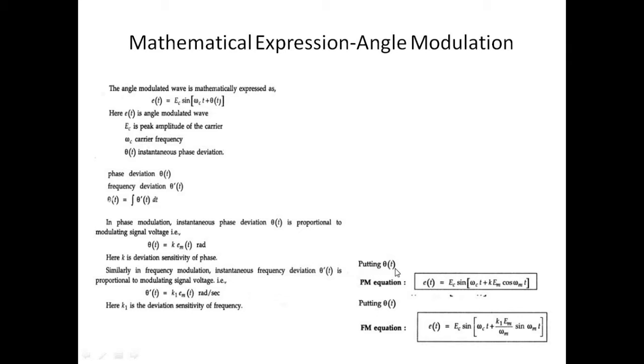So putting theta of t in e of t, we get the PM equation: e of t equal to Ec into sine omega ct plus k into em cos omega mt. Similarly, putting theta of t in terms of theta dash t, we get the frequency modulated signal equation: e of t equal to Ec into sine omega ct plus k1 into em divided by omega m into sine omega mt.